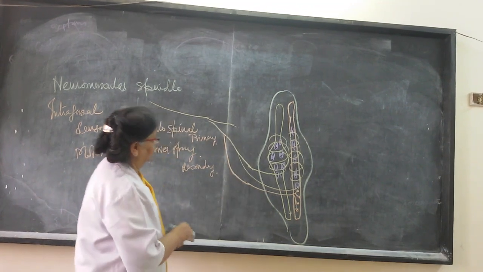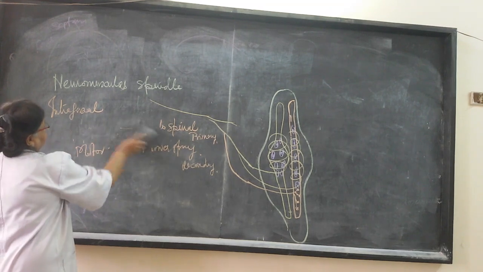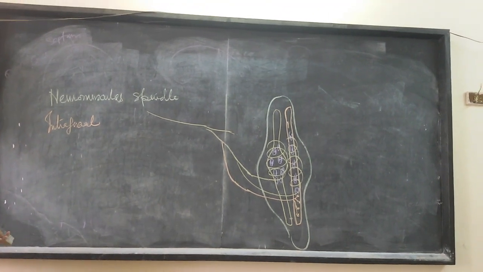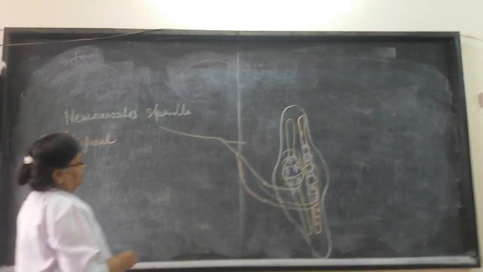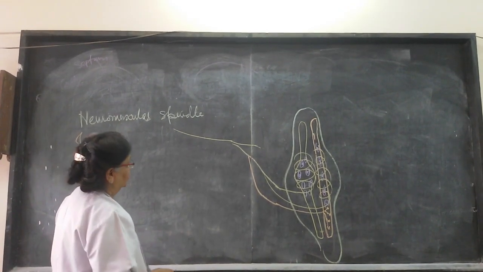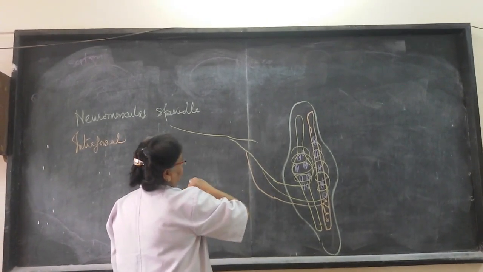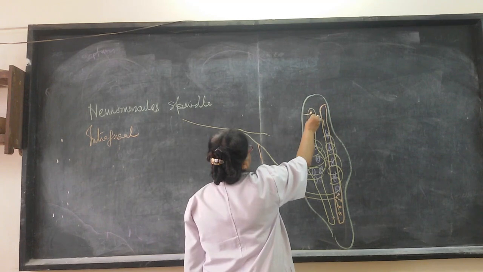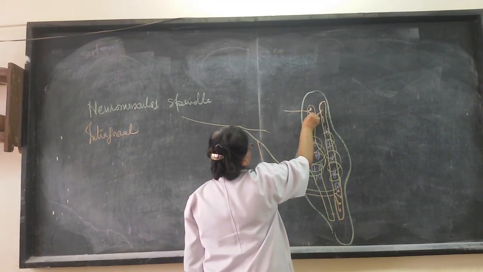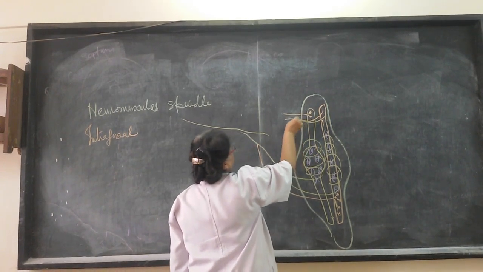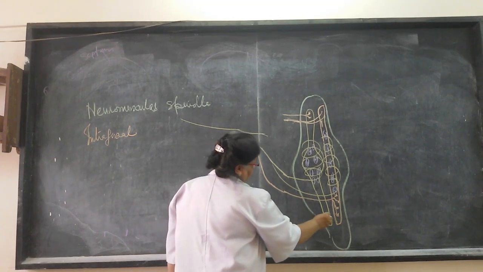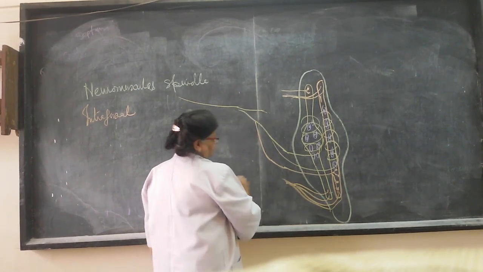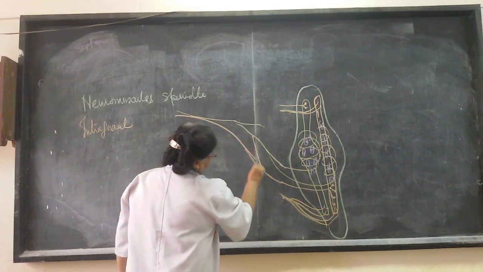These are sensory fibers going to supply the intrafusal fibers. Now the nerve coming to the intrafusal fibers is mixed. Therefore, the sensory fibers are distributed to the equatorial region, and the motor fibers go on both sides. Motor fibers, they bridge. This is motor fiber.